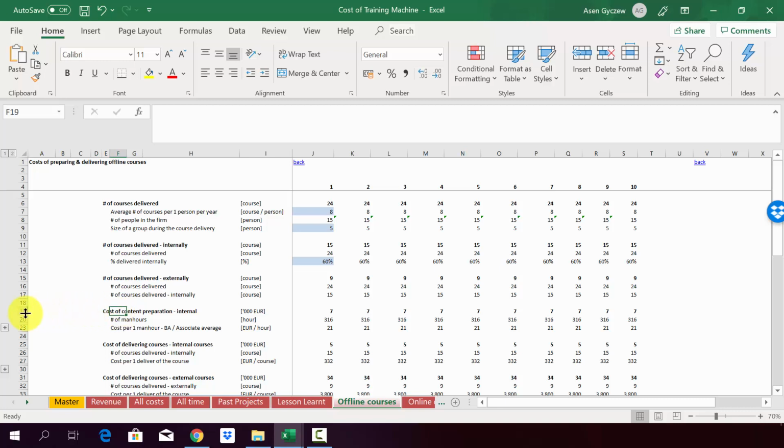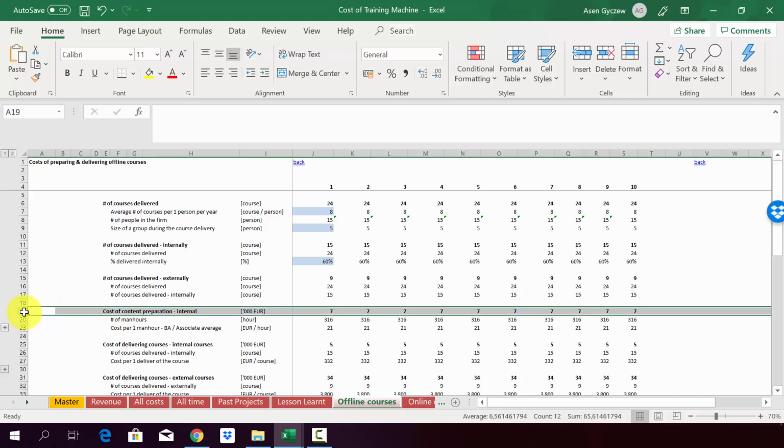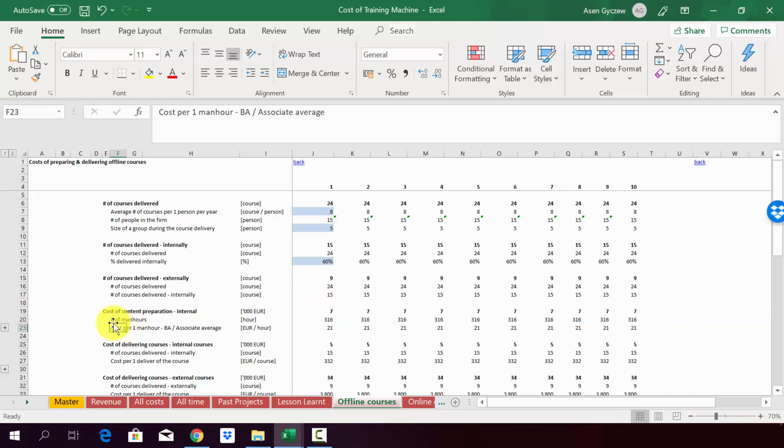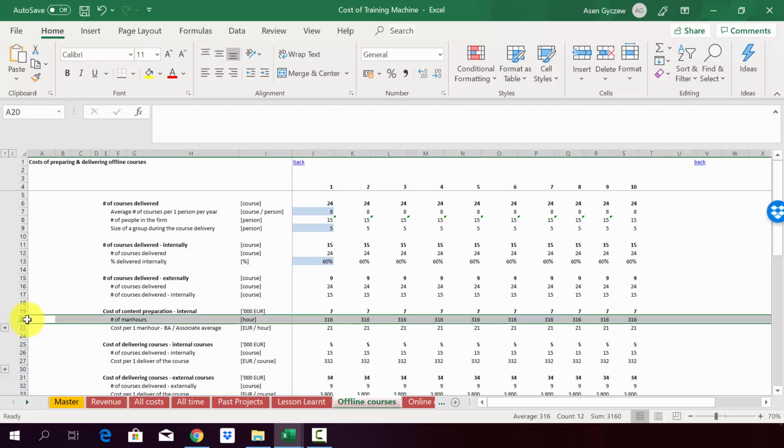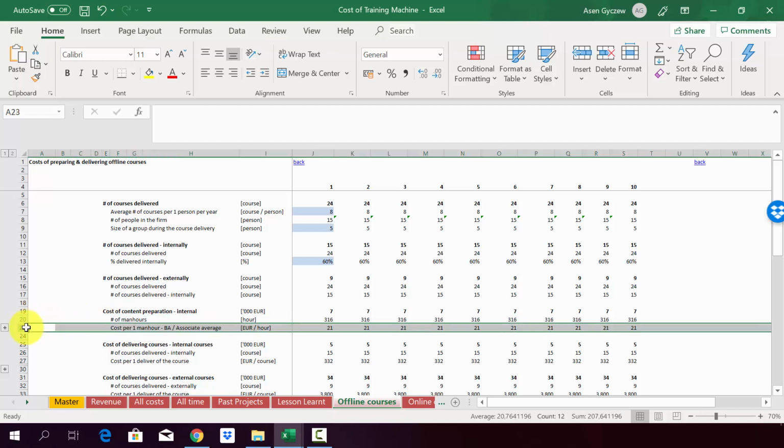Then we do an estimation of the cost of content preparation for the internal courses. We estimated this to be 7,000, and we did it by looking first of all at how many man hours we have to devote to that and what is the cost of the man hour. We assume here that this will be done by BA associate level people.